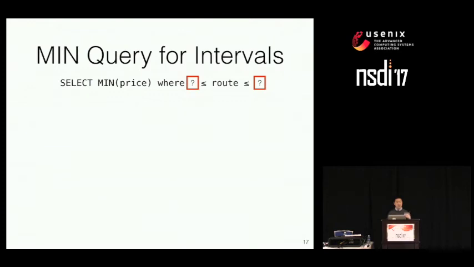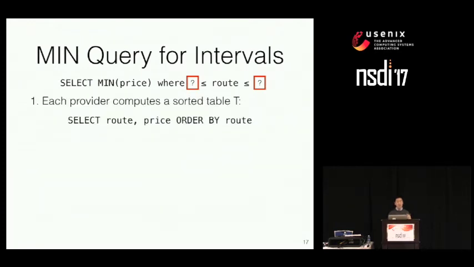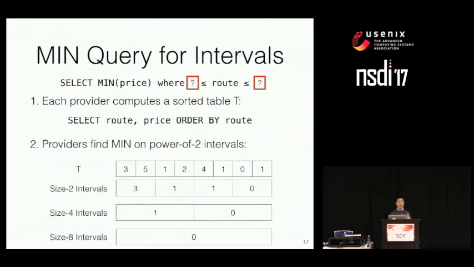So first, each user uses the public information in the query to compute a sorted table T using the SQL query select route, price, order by route. Then the providers find the min price on power of 2 intervals in the sorted table T. And here, for illustration purposes and simplicity, we just show the price column in our table T. And for a sorted table of 8 values, we create size 2 up to size 8 intervals.